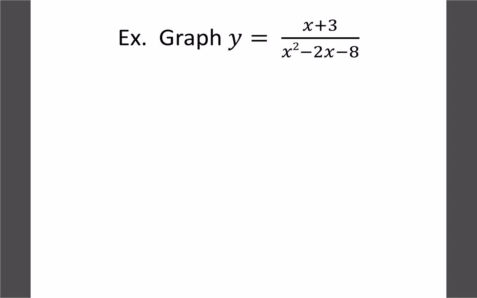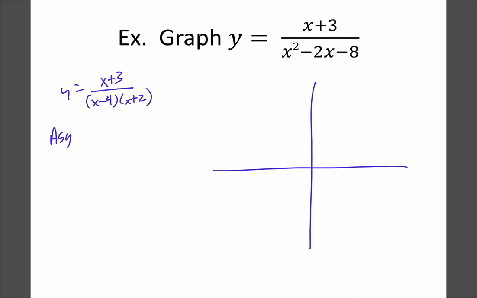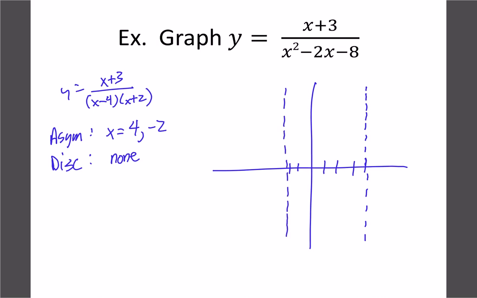In this case, if we factor the top, we have x plus 3. Factor the bottom, we have x minus 4 and x plus 2. So you can see in this case, nothing cancels. So we get 2 asymptote lines, at 4 and -2. And because nothing cancels, we have no discontinuity points. So we're just going to get our regular graph. We'd have our vertical line at 4, another one at -2. Those are 2 asymptote lines.